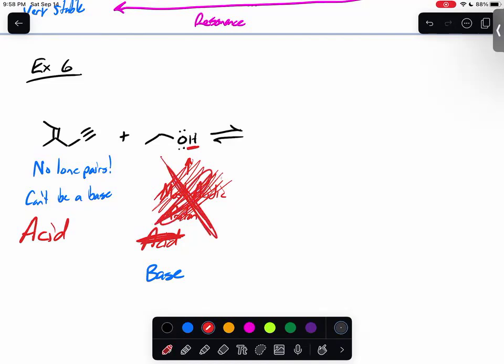We have to find the most acidic proton now on the compound on the left. And so looking over here, if we have carbons, remember most everything's crossed off the list but hybridization. And so looking right here on the end, this is an sp hybridized carbon.